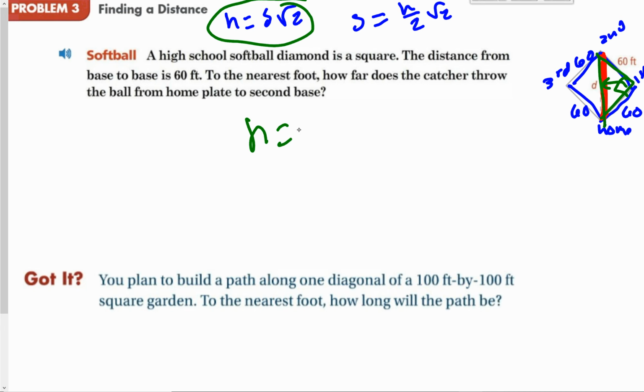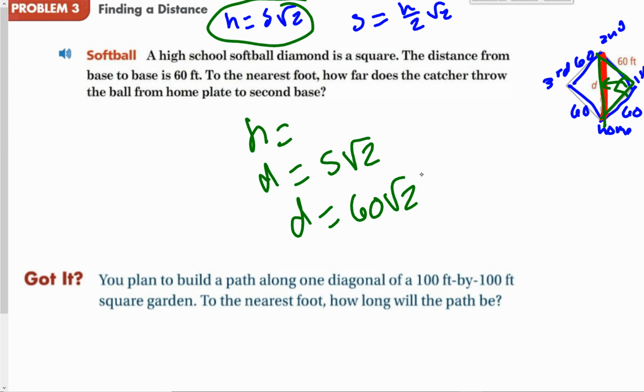So our hypotenuse, or in this instance D, is equal to our side times root 2. What's the side length? The side length is 60. Because we want to know the actual distance, we don't want 60 root 2. On a calculator, I'm going to figure out what 60 times root 2 is, get the decimal, and round to the nearest foot. It will usually say to the nearest foot right there, so that tells me I need to use a calculator. Let's go ahead and do that. Okay, that's about 85 feet. So that's how far it is.